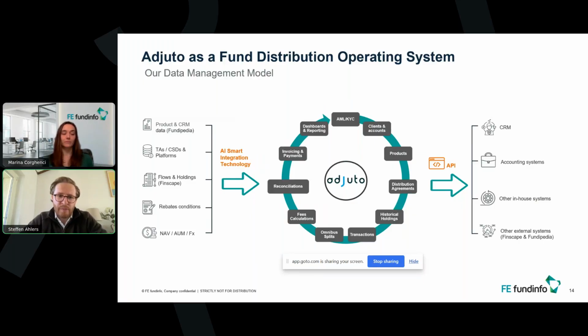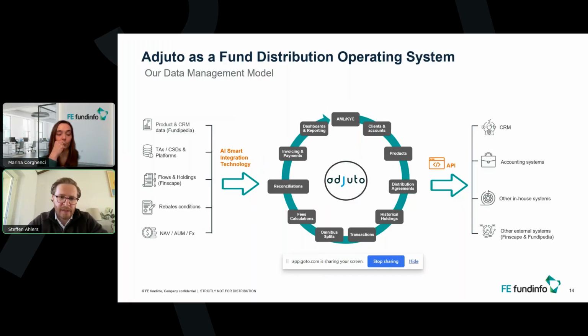The next sources that we already mentioned are all the TAs, the CSDs, the platforms, and so on, so the external data that we need to feed into Adjuto. Then we want to enrich that data and feed in more subscription redemptions holdings.